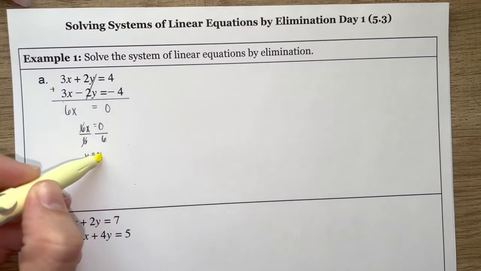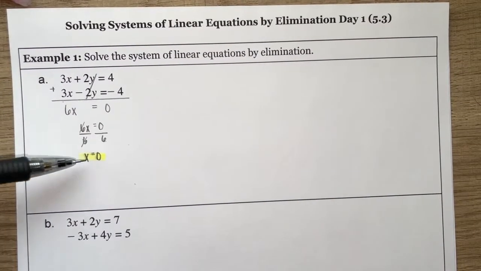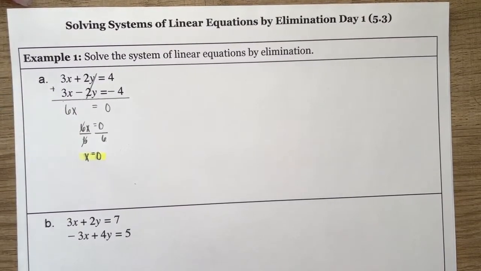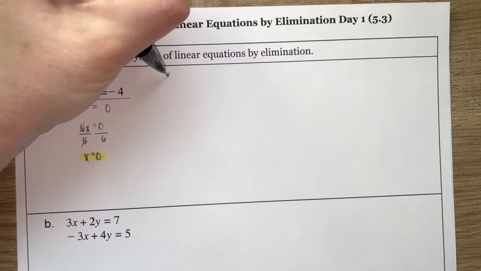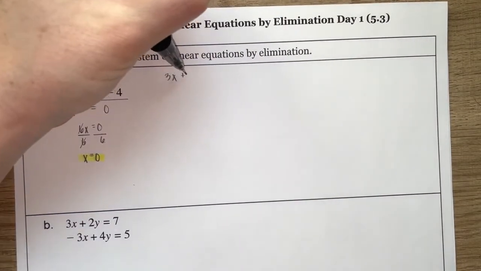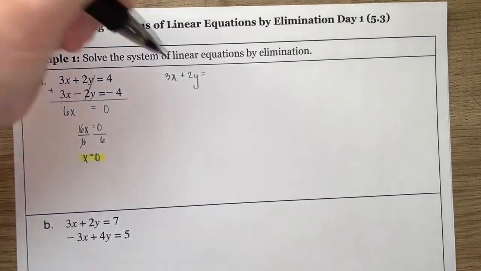But we know with systems, our final answer is written as x comma y, or a point. So in order to find the y value, I have to take my x equals 0 and plug it into one of my original equations. It doesn't matter which one; use whichever you think is easier. I'm going to use the first one. So 3x plus 2y, I'll rewrite it right here, equals positive 4.